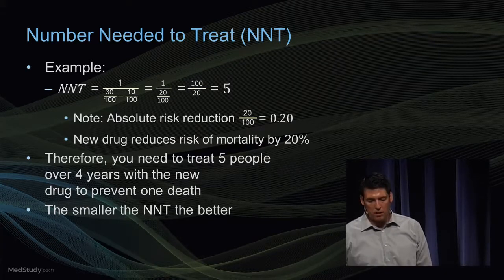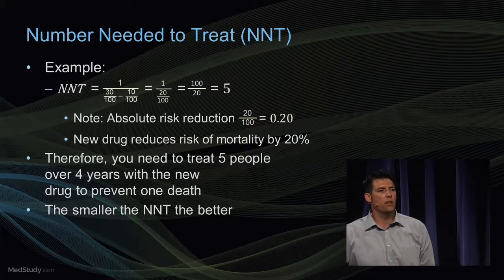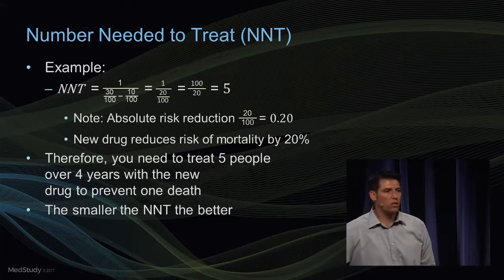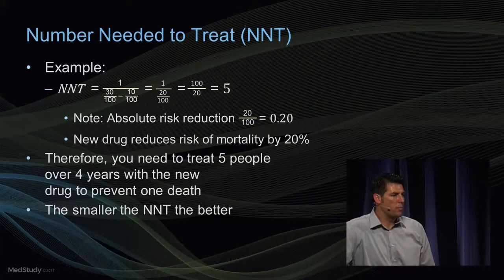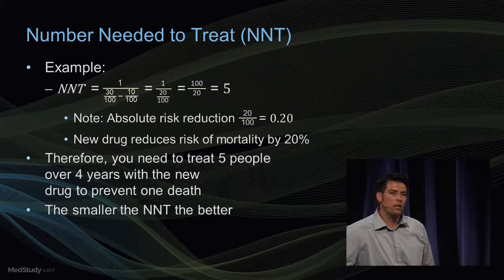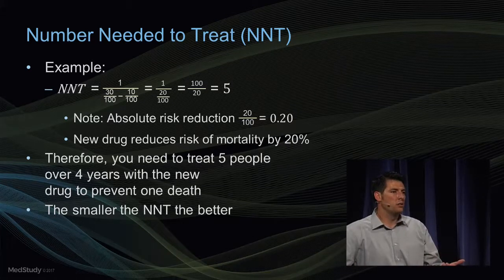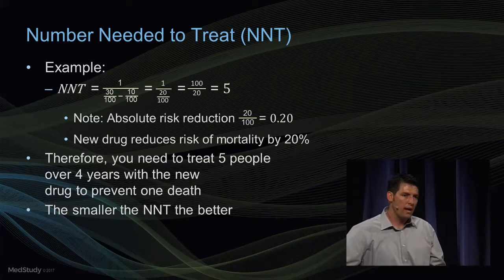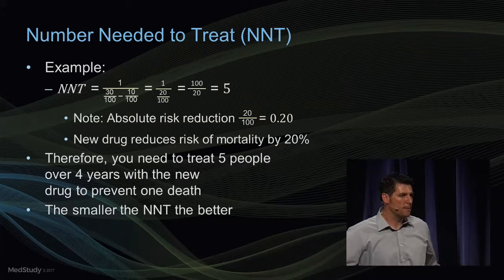So just something to note, the absolute risk reduction is 20%, that value in the denominator, and that has a direct interpretation. That means that the new drug reduces the risk of mortality by 20%. In this kind of situation, we need to treat 5 people over 4 years with the new drug to prevent one bad outcome. And as I mentioned earlier, we want that number needed to treat, the smaller that number is, the better the treatment is.